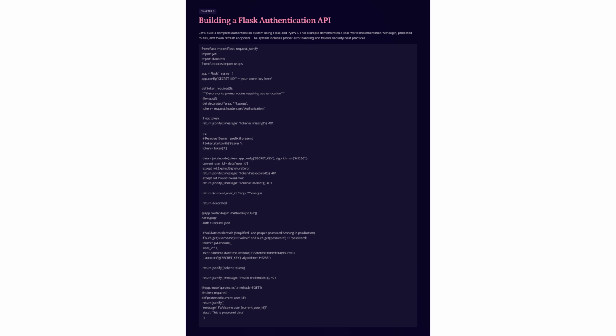Building a Flask authentication API involves creating a login endpoint, protected routes, and token refresh mechanisms. Use Flask and PyJWT to handle JSON Web Tokens, ensuring secure token management. Implement decorators to protect routes, validate credentials, and manage token expiration. This setup provides a robust, real-world authentication system with error handling and security best practices.